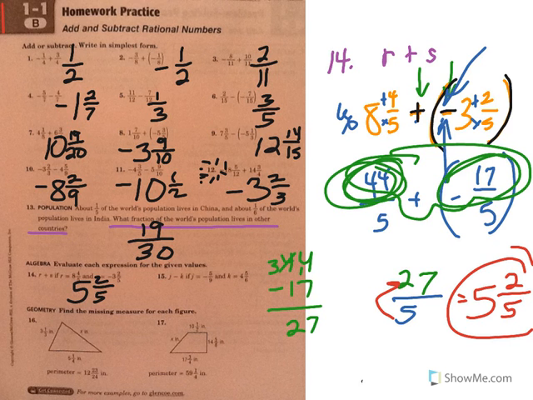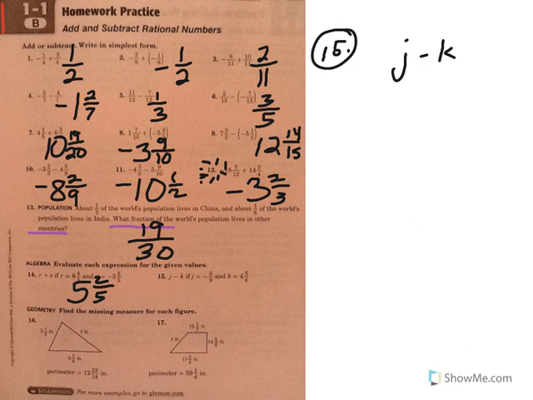Number 15, we have j minus k, where j is negative 5/9 and k is 4 and 5/6. Now this is the same sign, so you can add and keep. No problem here, same sign. Just add them up and know that your answer will be negative.